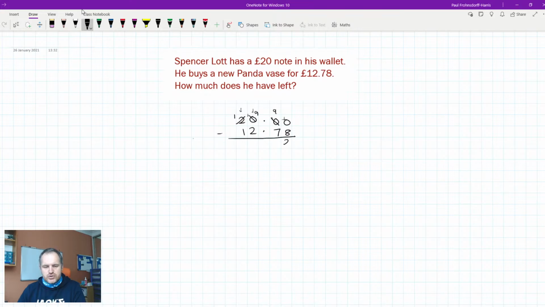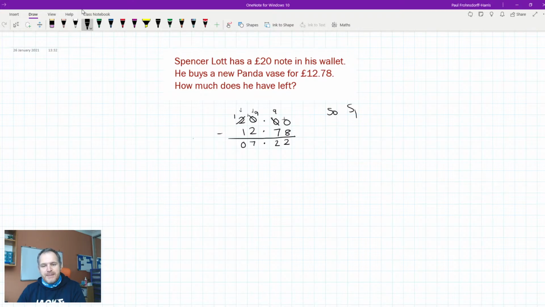10 take 8 is 2. 9 take 7 is 2. 9 take 2 is 7. And 1 take 1 is 0. But to finish off, because it's a worded question, we write a sentence answer.